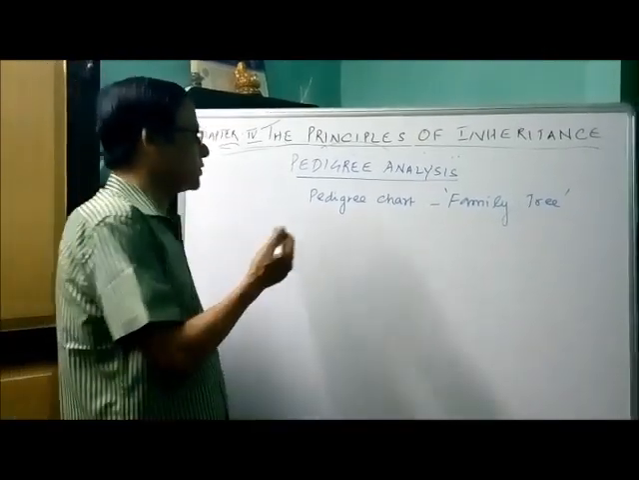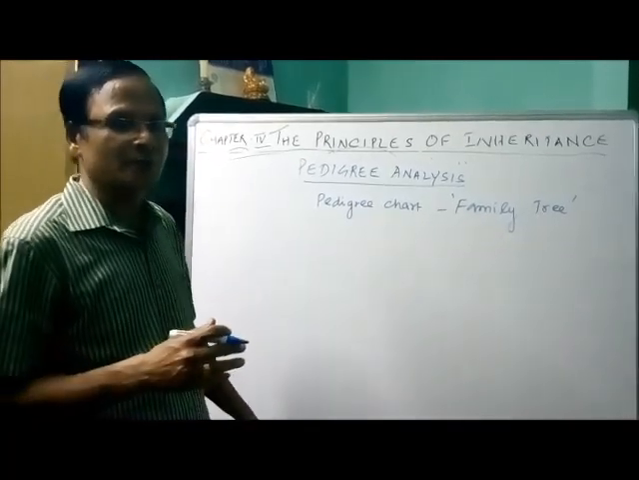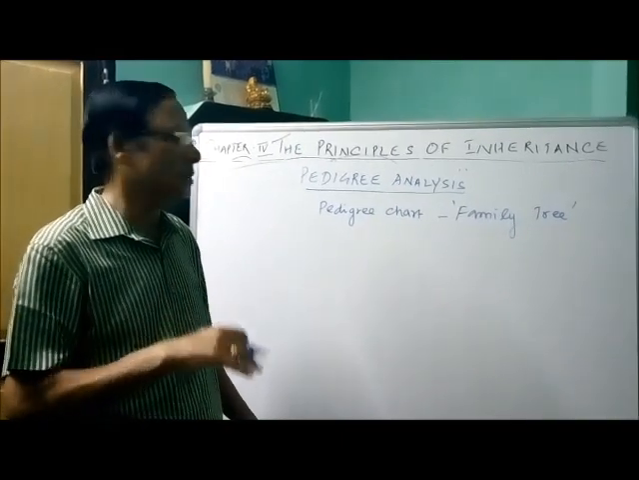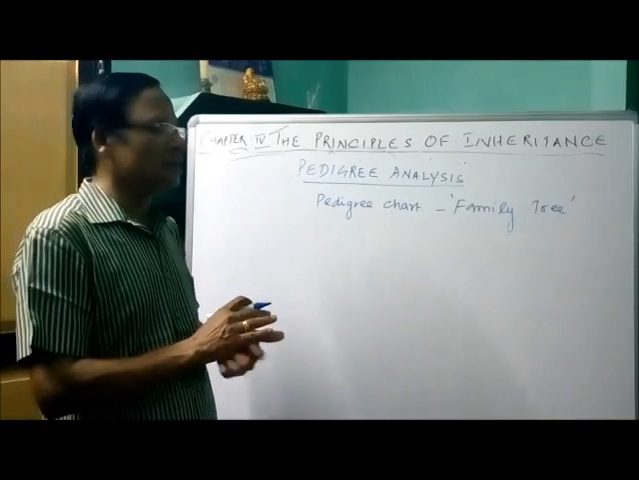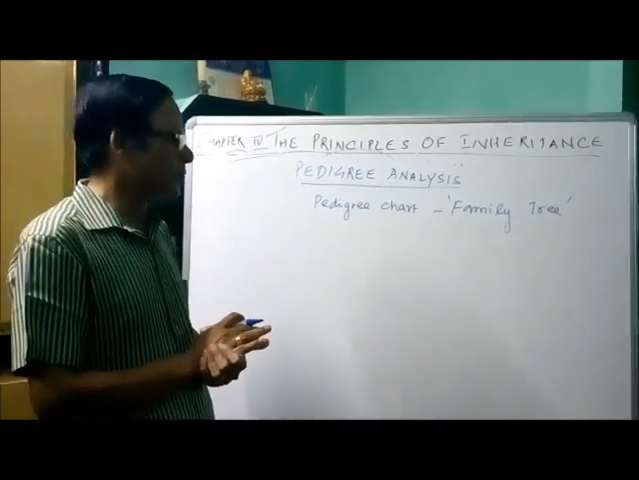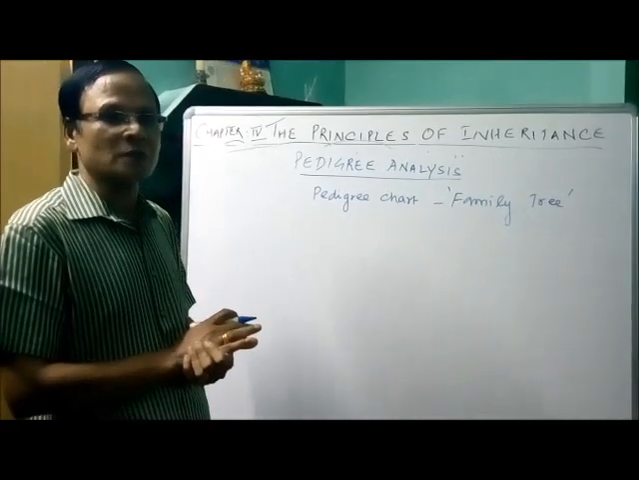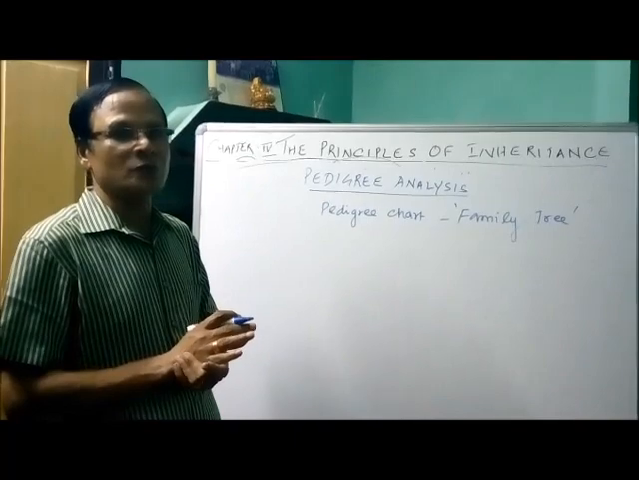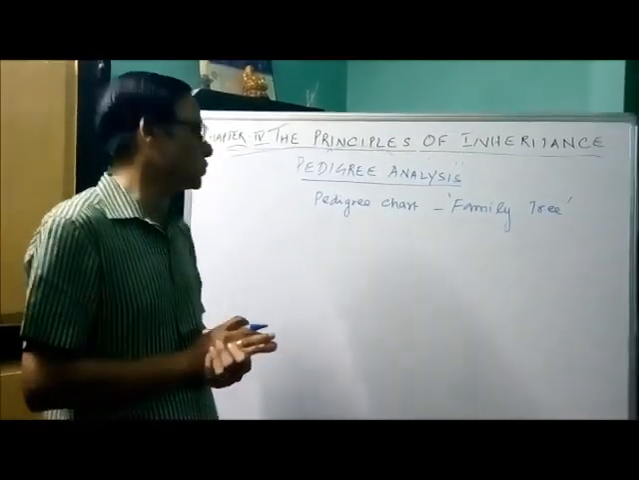For example, if you are taking colorblindness, how far the character is transmitted in the past generations, and how far it is present at this stage now. So that is called a pedigree chart. It is a family tree drawn by using standard symbols instead of writing, for example, colorblind male, normal female, like that. Instead, we are using standard symbols. I will explain the symbols later. What are the symbols used?